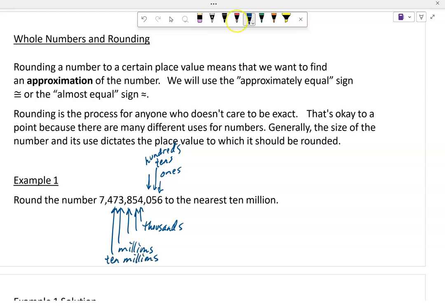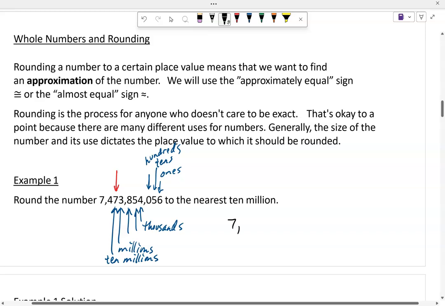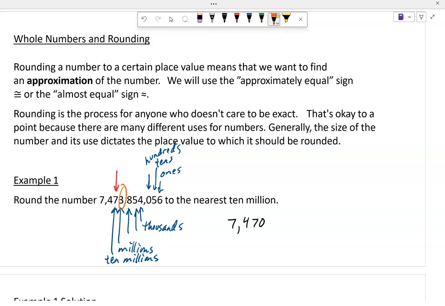So I'm looking at this 7. I'm rounding to that position, that 7 right there. And so I look to the number to the right. If that number to the right is 5 or more, then I'm going to round that up. But the number to the right of the 7 is a 3. So I leave it the same. So I'm going to write this as 7,470,000,000 again, and that's because that 3 is less than 5, so it stays the same.